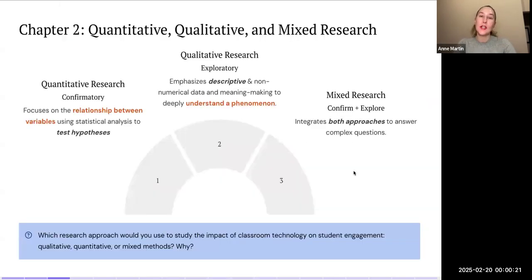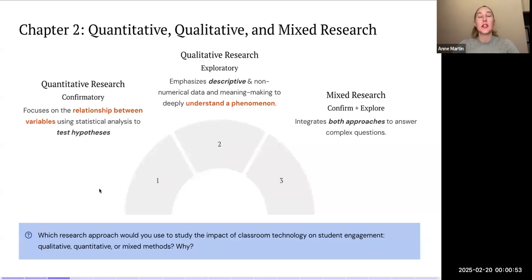Now, chapter 2, we went into the different types of design, which is really important for this course, for you to understand the difference between quantitative, qualitative, and mixed methods research. So one way to think about these when we're thinking about quantitative versus qualitative is a confirmatory design, whereas qualitative is an exploratory design. So quantitative, when we say it's confirmatory, I think of it as top down. Others might visualize it differently.